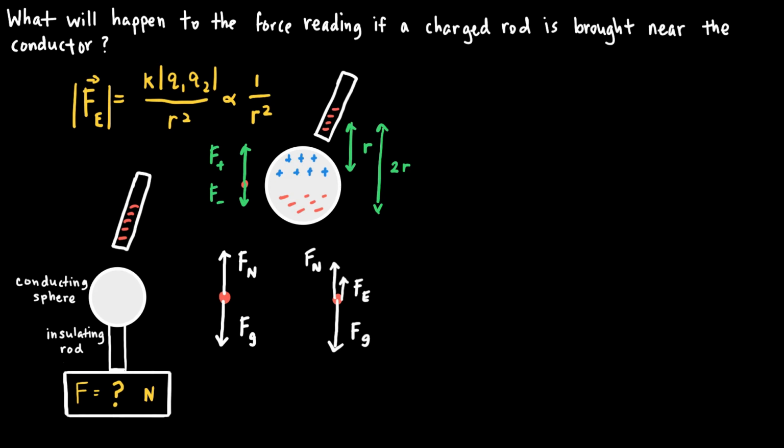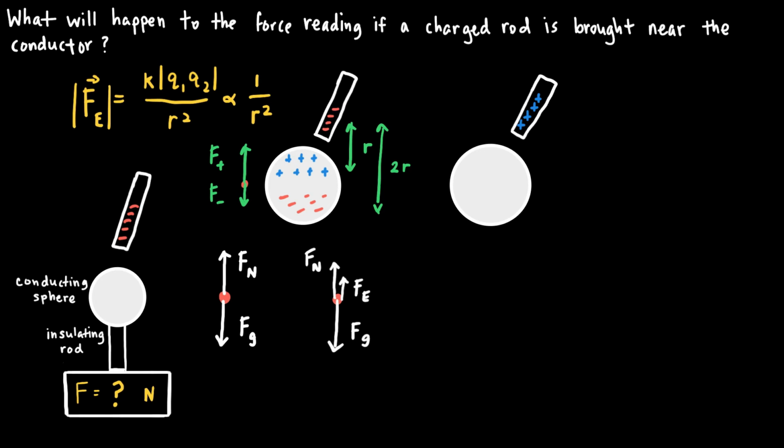And some of you might be wondering, well, does the same thing happen when we bring a positively charged rod nearby? Surely if the force reading decreases for a negatively charged rod, the force reading will increase for a positively charged rod. And so let's quickly look at the case where we have a positively charged rod. In the event that we have a positively charged rod, we can use the same sort of analysis to understand what's going on. Let's call the charged rod positive.